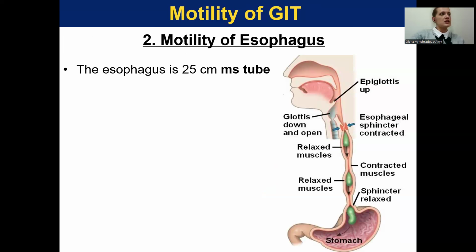Esophagus. This is a long muscular tube, about 25 centimeters. Interesting that transportation of our food through the esophagus happens in an active way. Most people imagine this process like a rubbish tube or something, a non-active process, but it's wrong, because transportation by the esophagus is an active process.